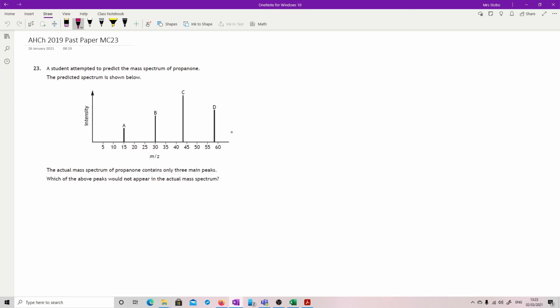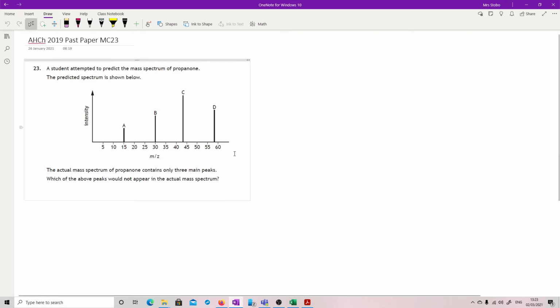Question 23. A student attempted to predict the mass spectrum of propanone. The predicted spectrum is shown below. The actual mass spectrum of propanone contains only 3 main peaks. Which of the above peaks would not appear in the actual mass spec? Okay, so let's be clear with propanone.